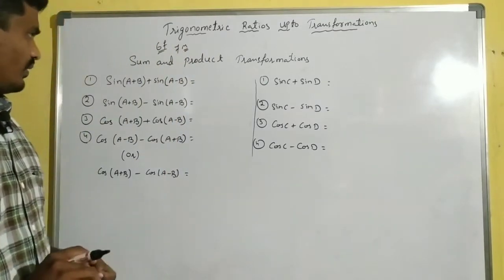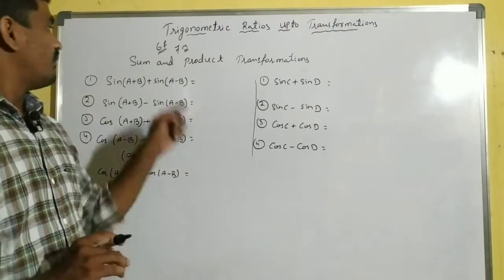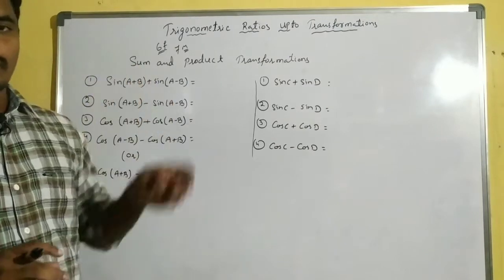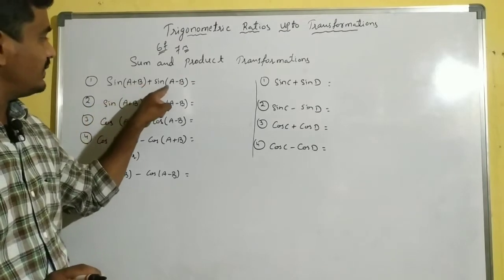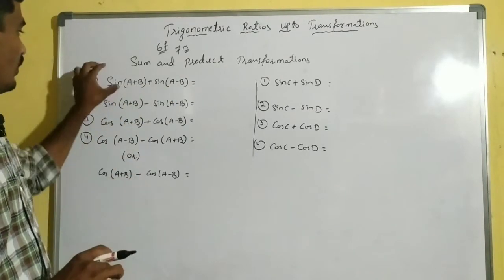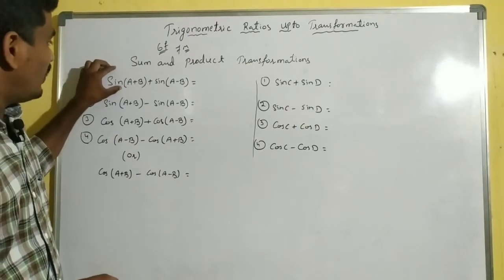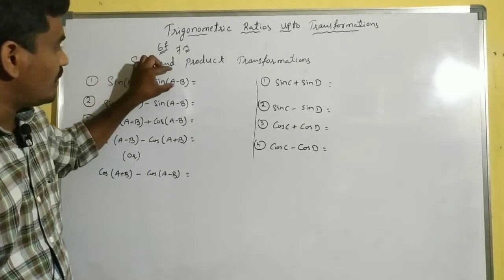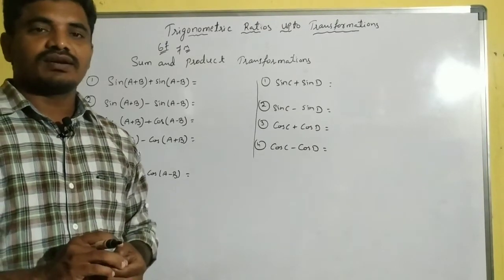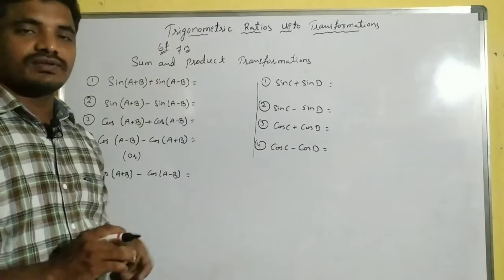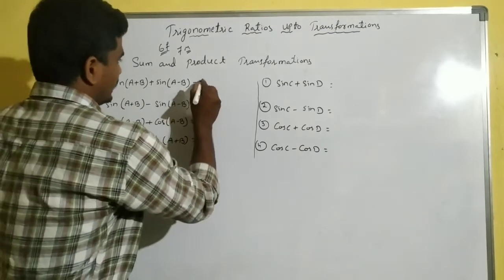Before that we have to know about the transformations when trigonometric ratios like sum and product are there. Let's take sine of a plus b plus sine of a minus b. We already know the compound ratios. The sine a plus b formula is sine a cos b plus cos a sin b, and sine a minus b equals sine a cos b minus cos a sin b. When you add them, you can get this result.